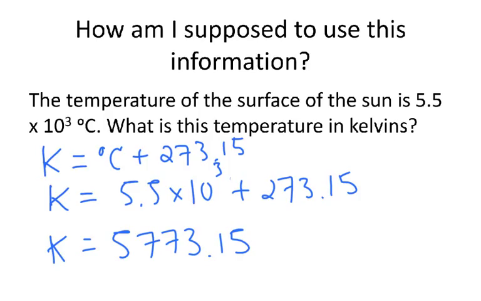Now, I expect for you to be able to always do sig figs correctly. So we're doing an addition problem here. This number that's given to you in the problem has one place past the decimal. But it's written in scientific notation, so it's really indicating that there are only two significant figures here. So your answer can only have two significant figures. So the correct answer would be 5.8 times 10 to the third.